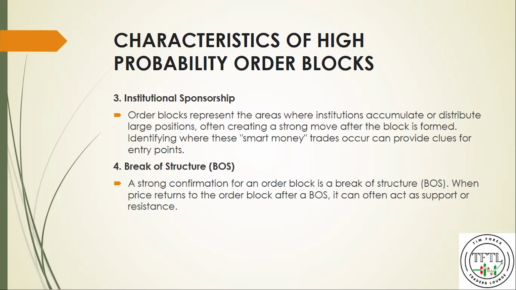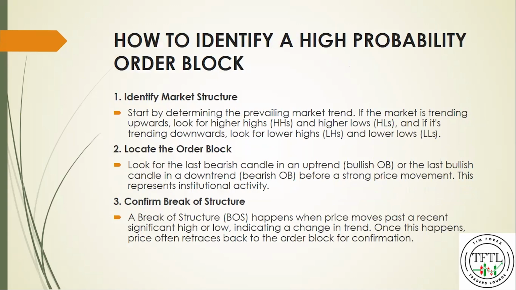Number one, clear market structure. So you need to identify a clear market structure. Number two, identify the last bullish or bearish candle before strong moves. And number three, look at the institutional sponsorship. And number four, break of structure. Then, how to identify a high probability order block.